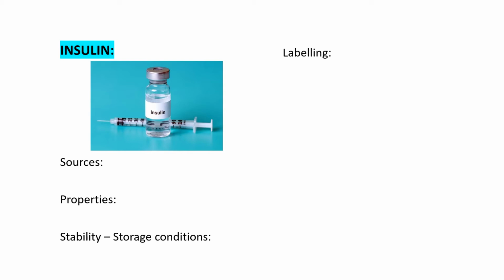Then I have to specify the source, whether it is obtained from animal source, by DNA recombinant technology, etc. Route of administration, whether it should be administered by intravenous, intramuscular or subcutaneous route, storage conditions, directions for use, etc. That should be specified on the label.